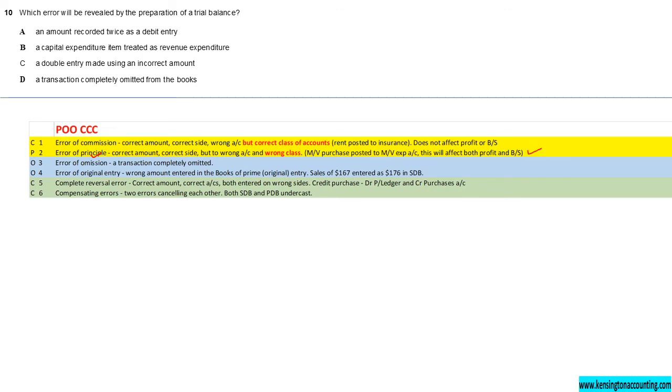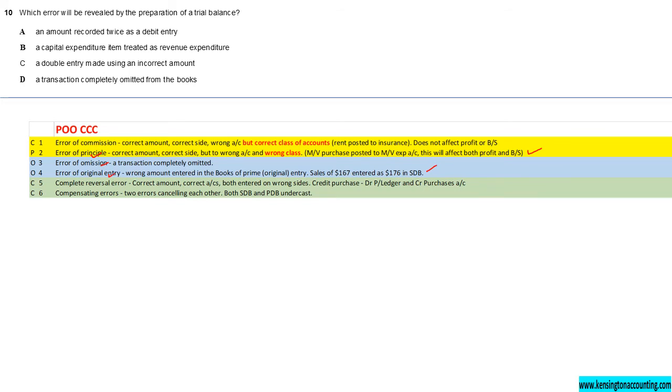O stands for error of omission. This is a transaction completely omitted from the books. Second O stands for error of original entry. It means the wrong amount entered in the books of prime entry. For example, sales of 167 entered as 176 in the sales journal or sales day book.